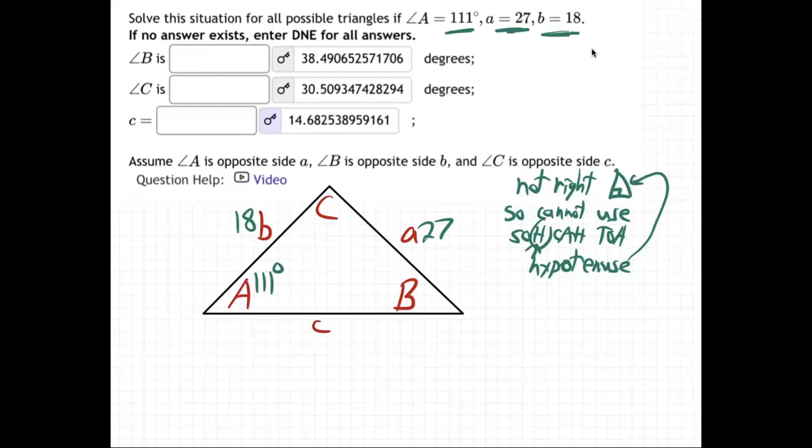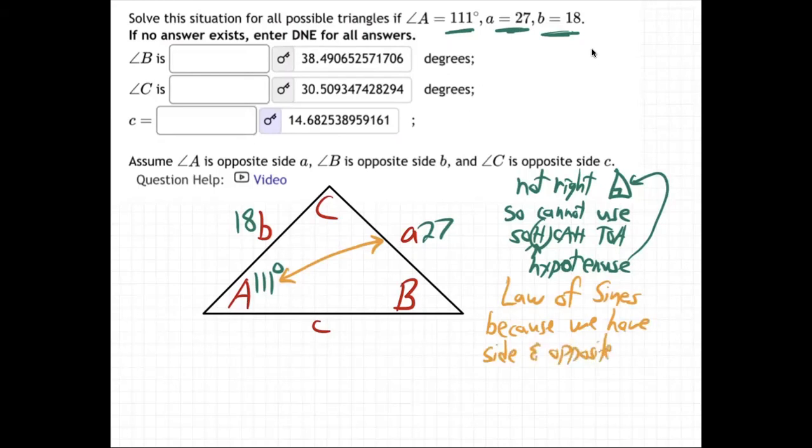Well, notice that we have a side and opposite angle. That tells us we're going to use law of sines, because we have a side and opposite angle pair. We have side A and angle A. We know both those numbers. When I say we have them, I mean we know what little a is and we know what capital A is. So we can use law of sines. That's how we know.